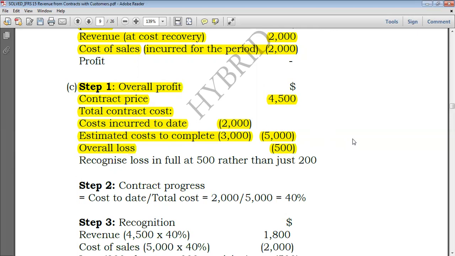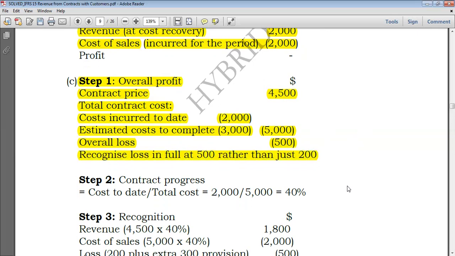Now, as for IFRS 15, when you have a loss of 500, you have to recognize it in full. So we say, recognize the loss in full at 500 rather than just 200. How did you arrive at this 200? We'll see it later, so don't worry about this. So first of all, go to step 2.